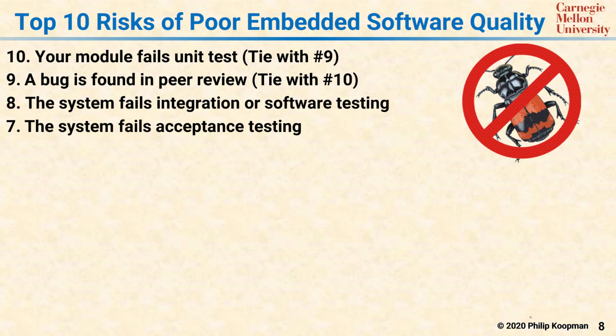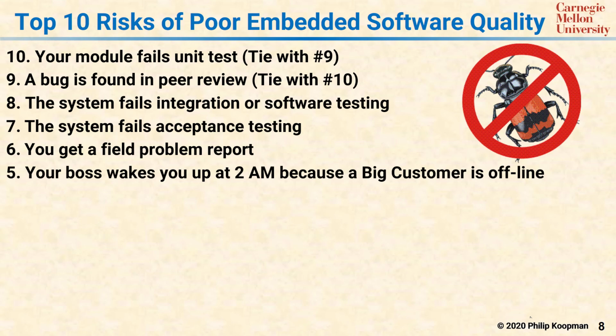Now at this point we've gotten out of the V, and this is where the bugs really start being a huge problem instead of a moderate problem. Number 6, you get a field problem report and it gets put into the backlog. Number 5, your boss wakes you up at 2 a.m. because a big customer is offline and all the executives in your company are scrambling to not lose this huge contract that could kill your company.